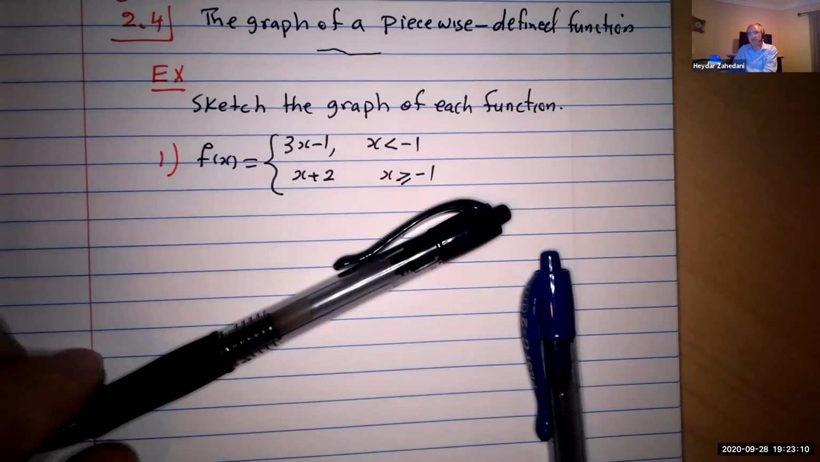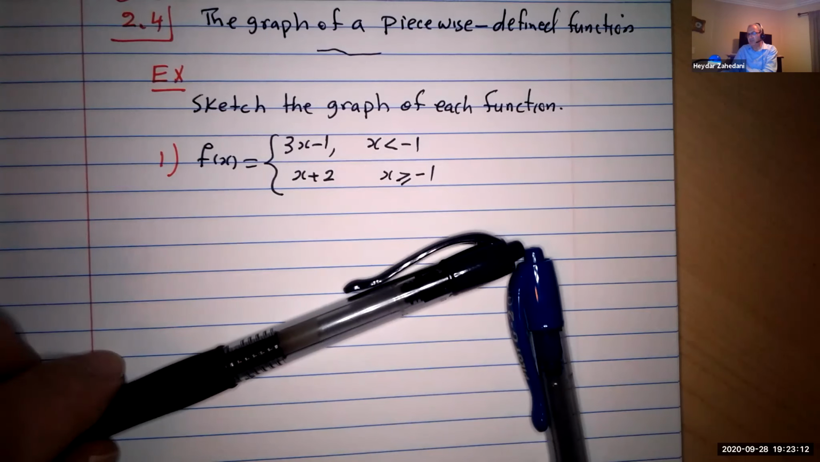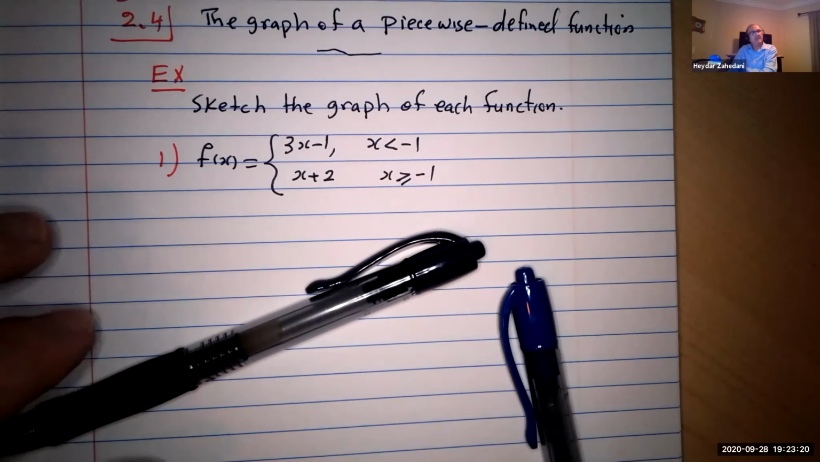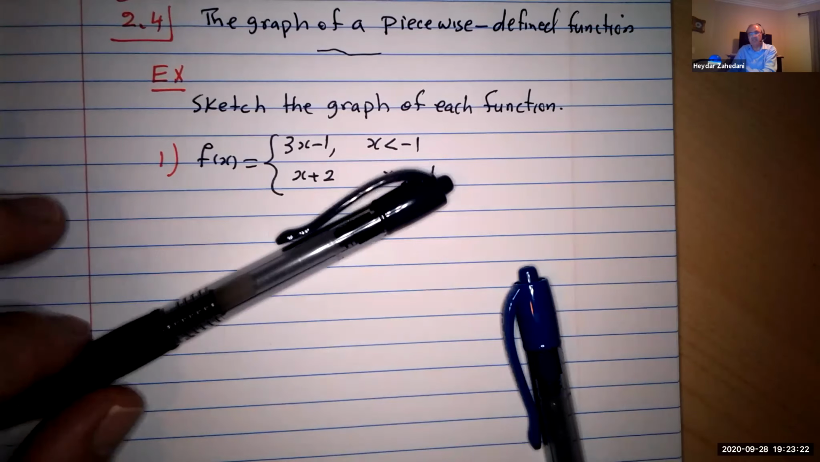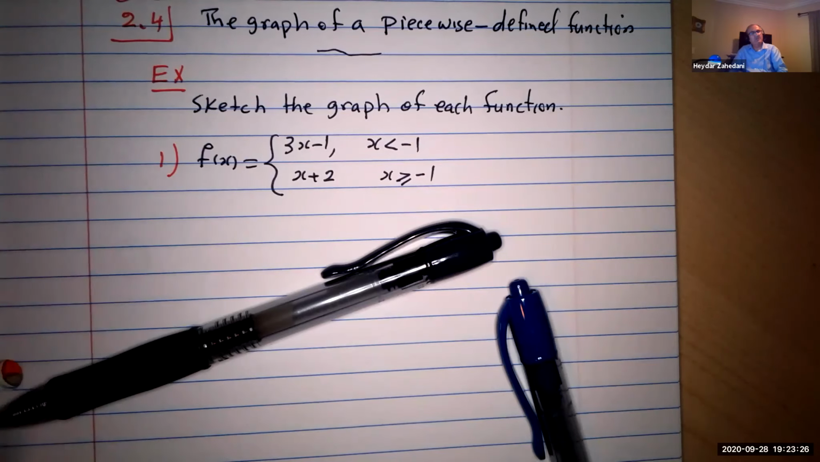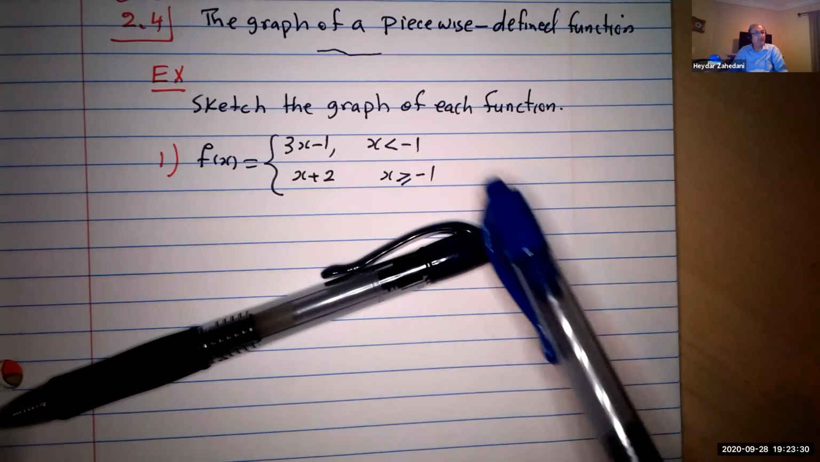You may be able to join them together at the partition point, and you say that's going to be one. In calculus, we say that the graph is continuous. Or you may not. If you may not, this is the first part and this is the second part, so they are going to be disjoint. So this means that the partition point is very important.